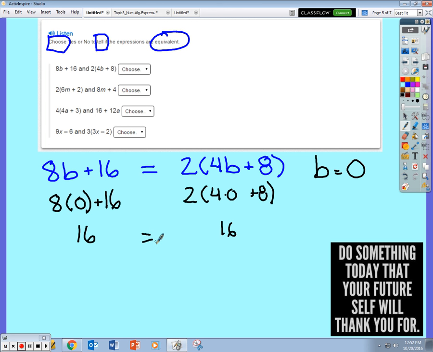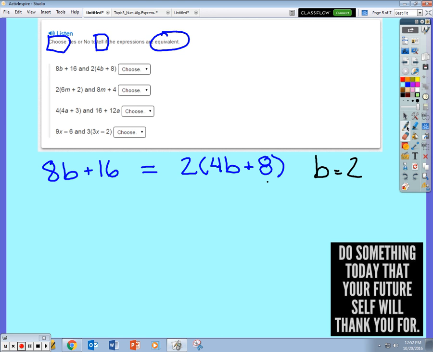But sometimes I have to put in more than one value. I can't just go for my first. So let's try another one. Let's make b now equal to 2. Let's just try 2. And I'm going to substitute in 2 now wherever I see a b. Again, there's a couple of different approaches. I'm going to do it a couple different ways.